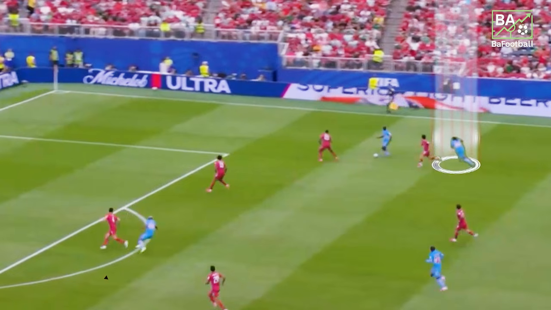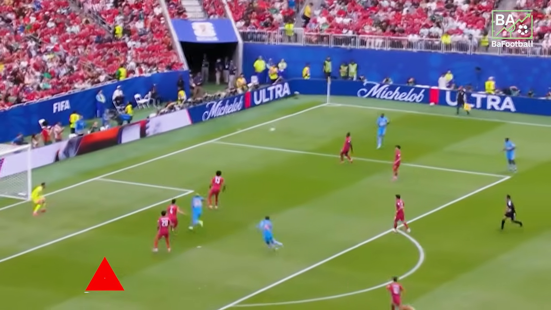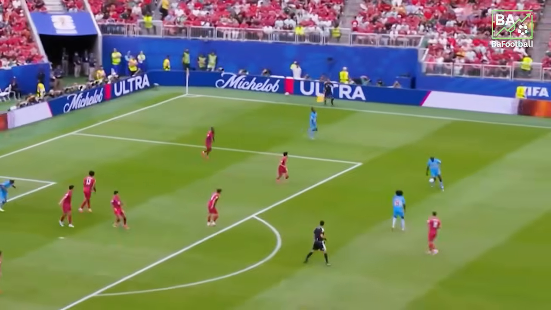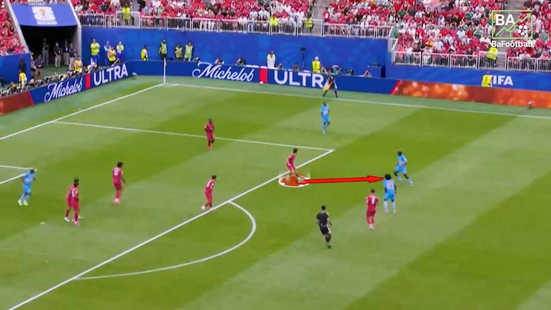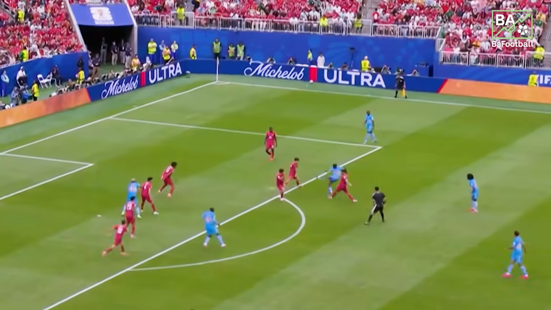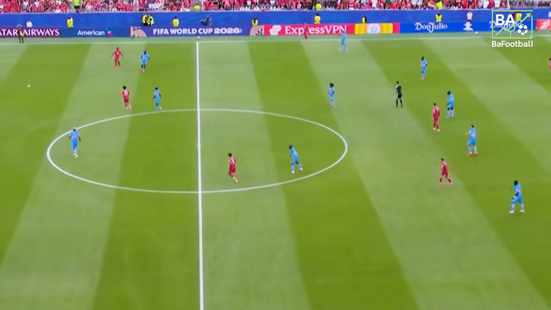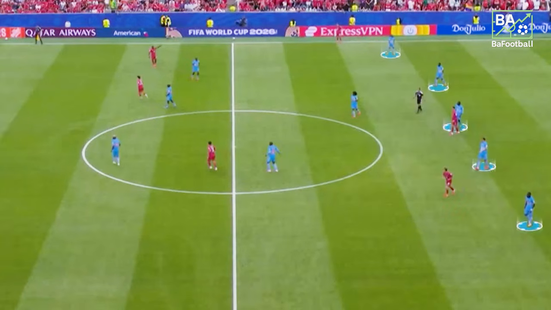Congo react faster and secure the second ball, then immediately add numbers into the attacking phase, increasing pressure on Portugal's defensive line. After a subsequent delivery into the box, Portugal are forced to clear the danger, but the rebound drops to a Congo player outside the penalty area. With no immediate pressure due to the distance from the defenders, he has enough time to set himself and strike at goal.